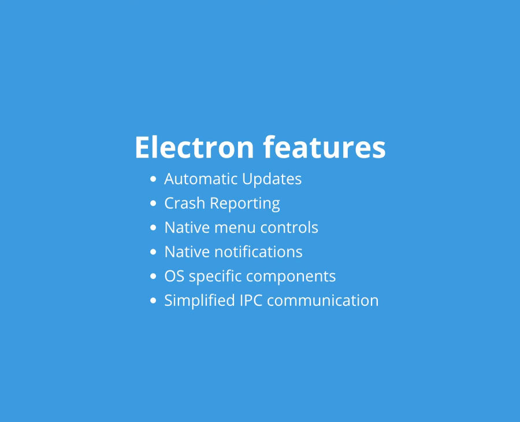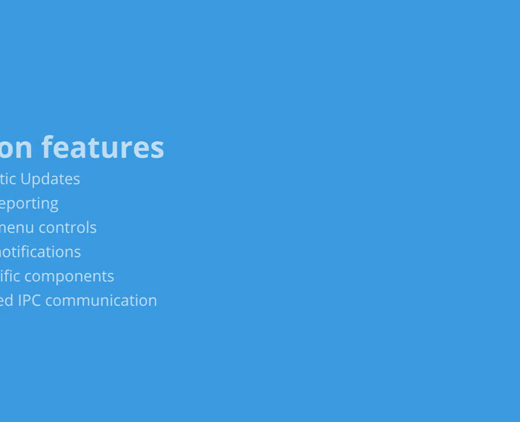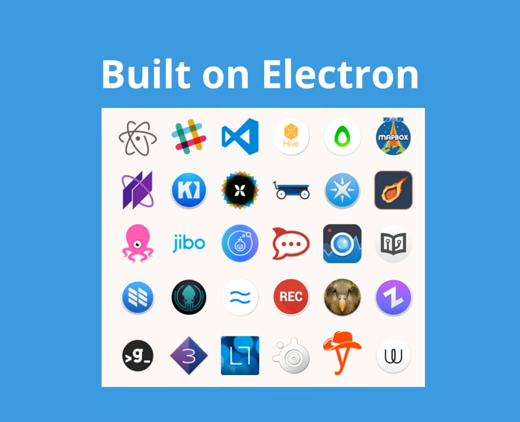Native menu controls, so you can have native UI and UX for your application. Native notifications, you build into the desktop notification system directly. And you have specific components adjusted per operating system. So imagine controlling the behavior of the dock on OS X, the dock icon of your application. And you have simplified IPC communication, which is also a burden, and we'll see how we will use that right after we check out the overview.